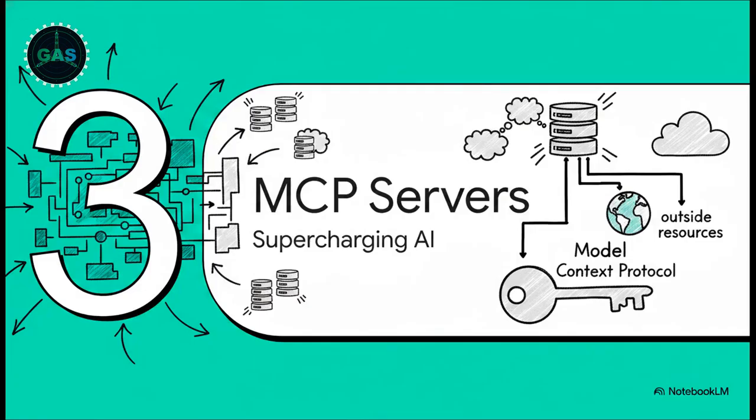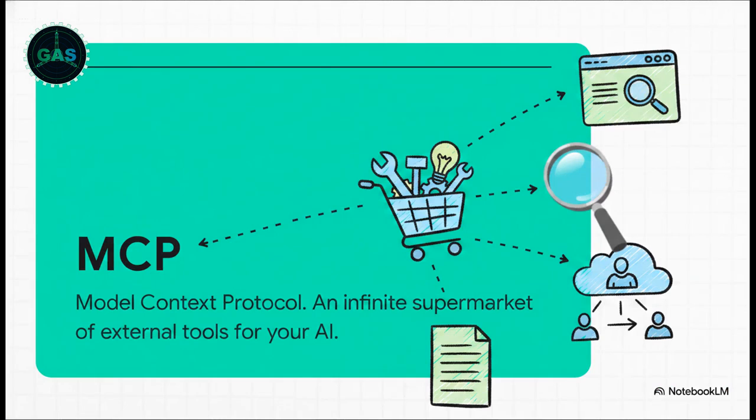Okay, Section 3, MCP servers, supercharging your AI. So, your chef is in the kitchen, the plan is greenlit, but now they need access to the outside world, right? Enter MCP, or Model Context Protocol. Think of this as an infinite supermarket of external tools for your AI. Back in the day, if your agent needed to search the web, read a Google Doc, and update a CRM, you'd have to manually build out connections to 3 totally different stores. But MCP gives you a single unified hub.